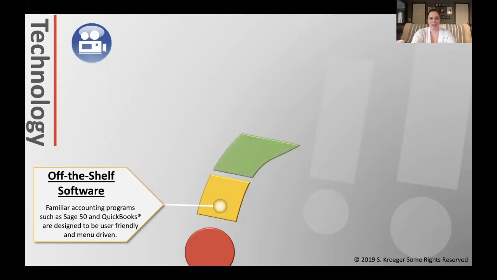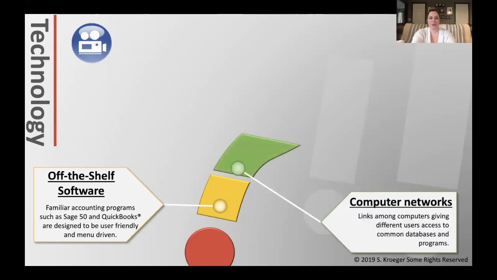Some basic terminology that will be discussed next. First, we have computer networks. These are links among computers giving different users access to common databases and programs. This is very common. For instance, at the accounting firm, we have a computer network set up on the different computers in the office. If one user goes online and does something to one of our clients' accounts, I can then open it and see it. If they save a file in a certain database, then I can also see that as well.